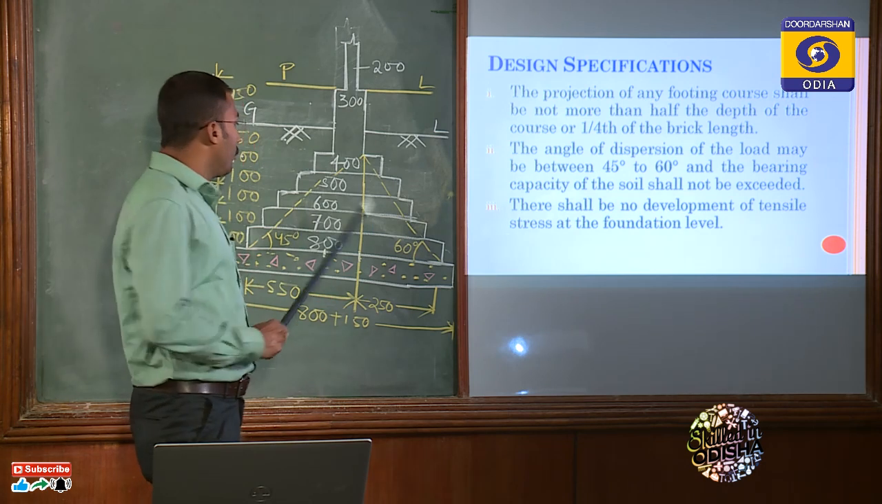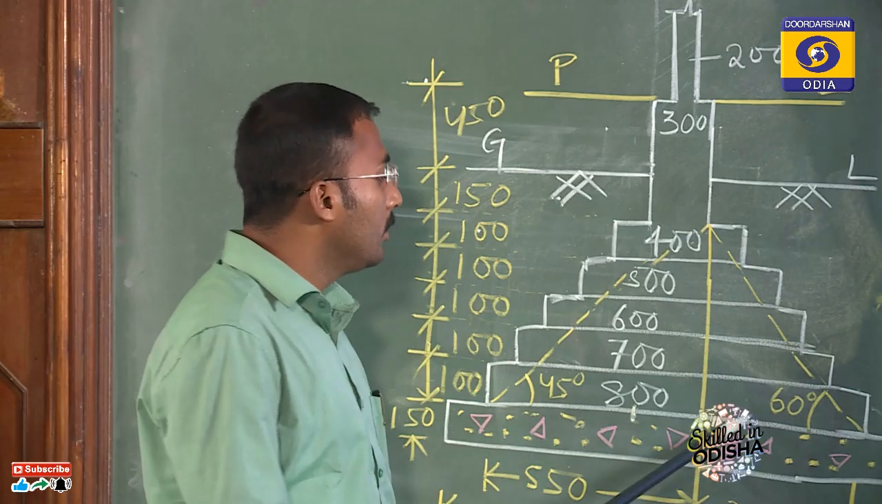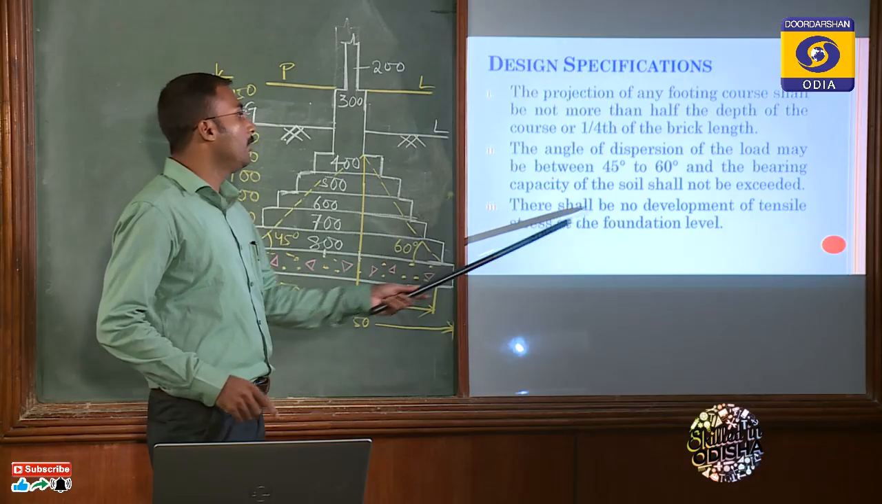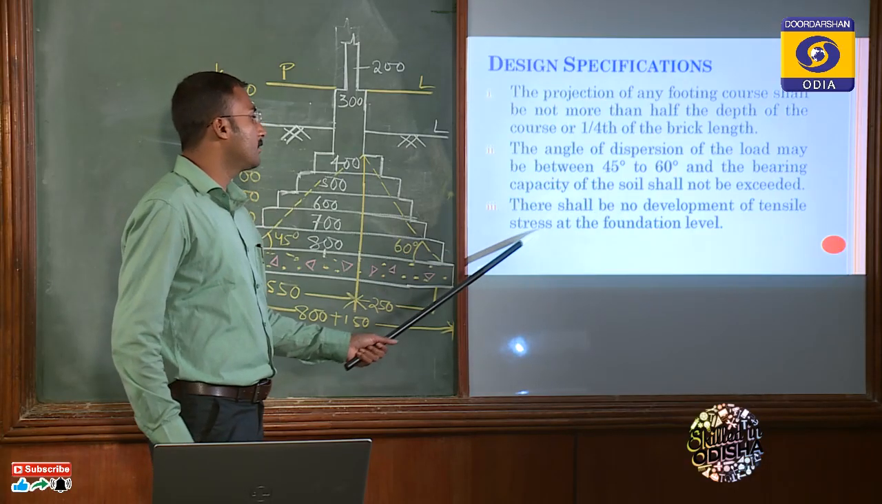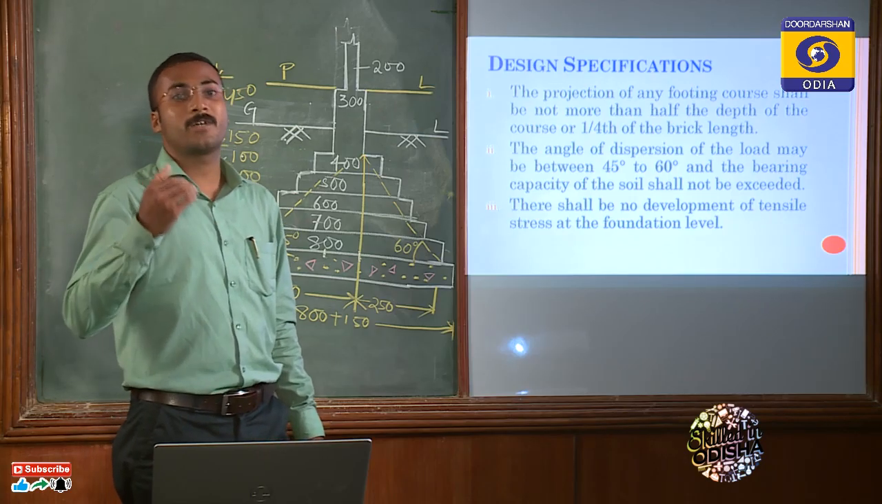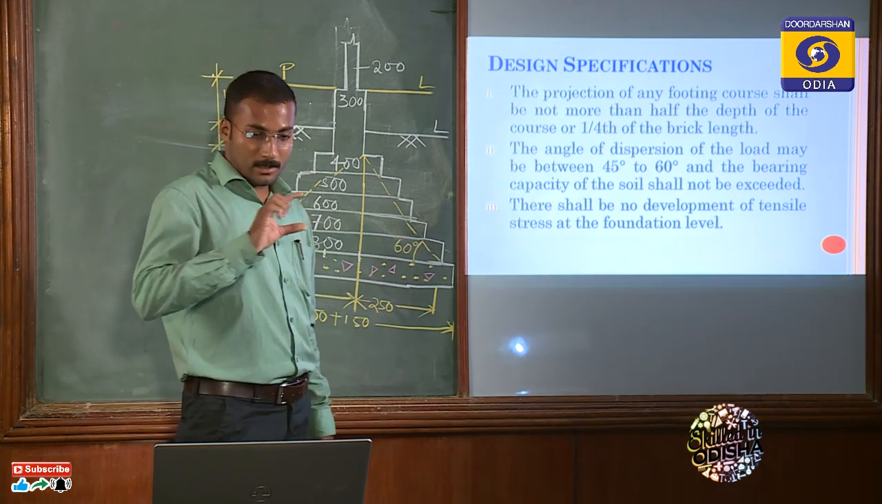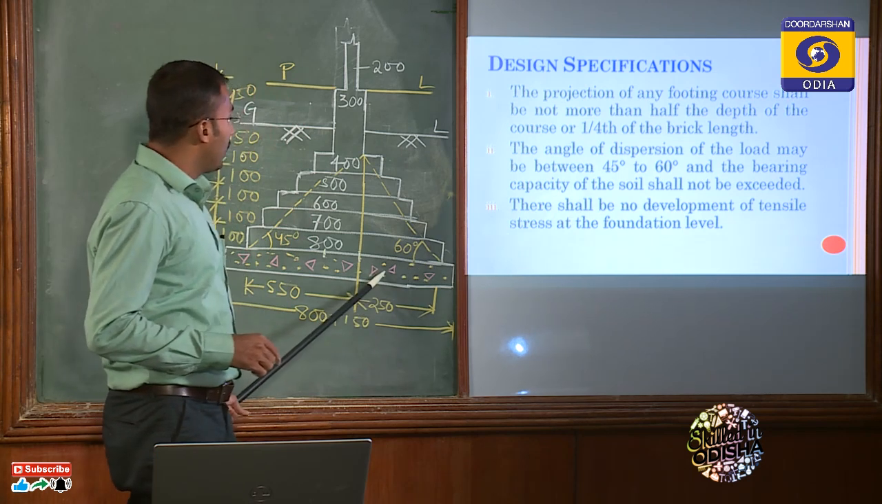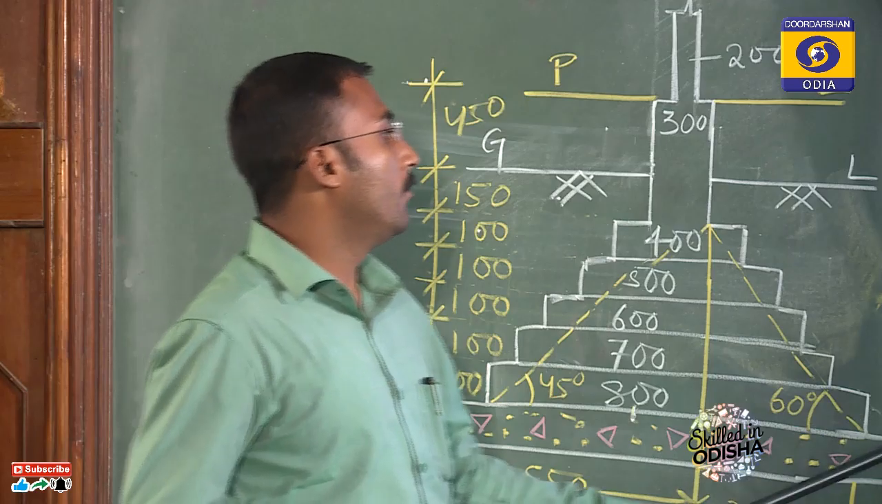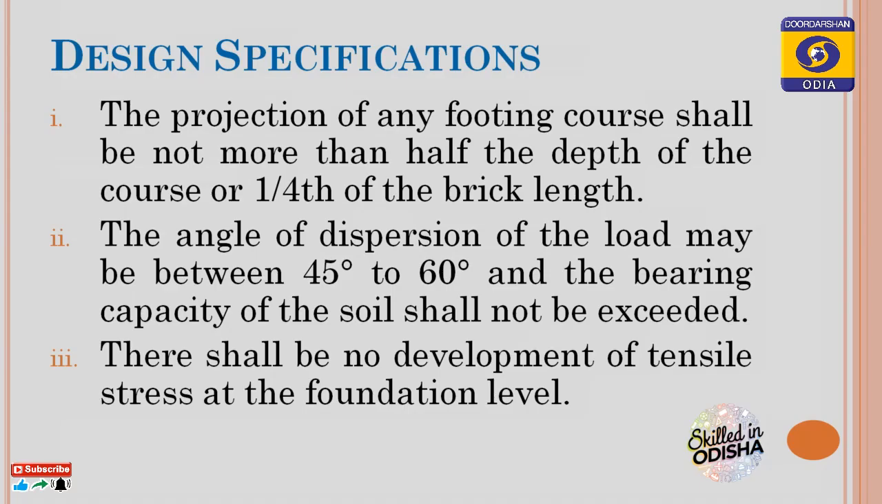we have to keep the angle of dispersion between 45 degree to 60 degree, and there shall be no development of tensile stresses at the foundation level. If there is development of tensile stress at the foundation level, there are possibilities of cracks. So to avoid cracks in the lean concrete base and in these footings, we have to reduce the development of tensile stresses at the foundation level.